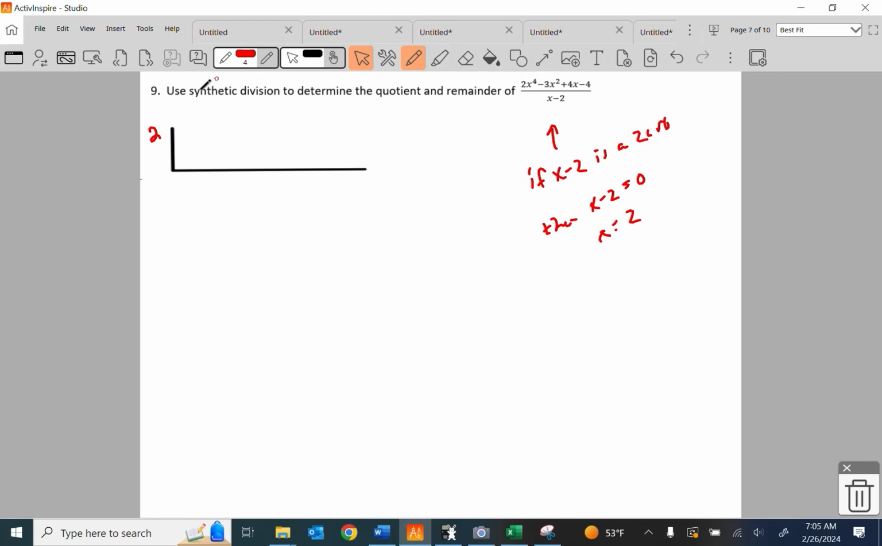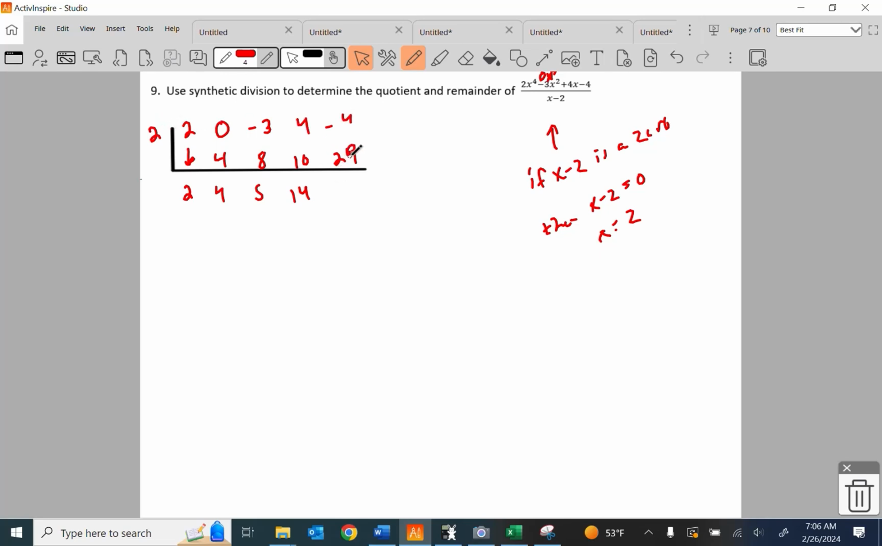You always change this sign as you go up front. Now I need coefficients. I need a placeholder here. There's no x cubed. 2, 0, -3, 4, -4. We drop, we multiply, and we add. We multiply, and we add. We multiply, and we add. We multiply, and we add.